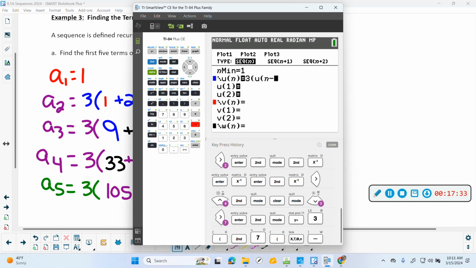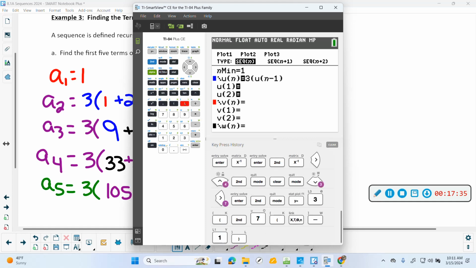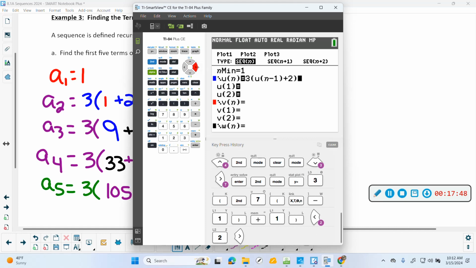Wait, can you go back to the u? Second 7. Second 7. And then we were adding 2, right? The formula, yeah, plus 2. I normally put an x in. Sorry, 2. That's good now. Okay, so you have it typed in? All right. We have that typed in, yes?